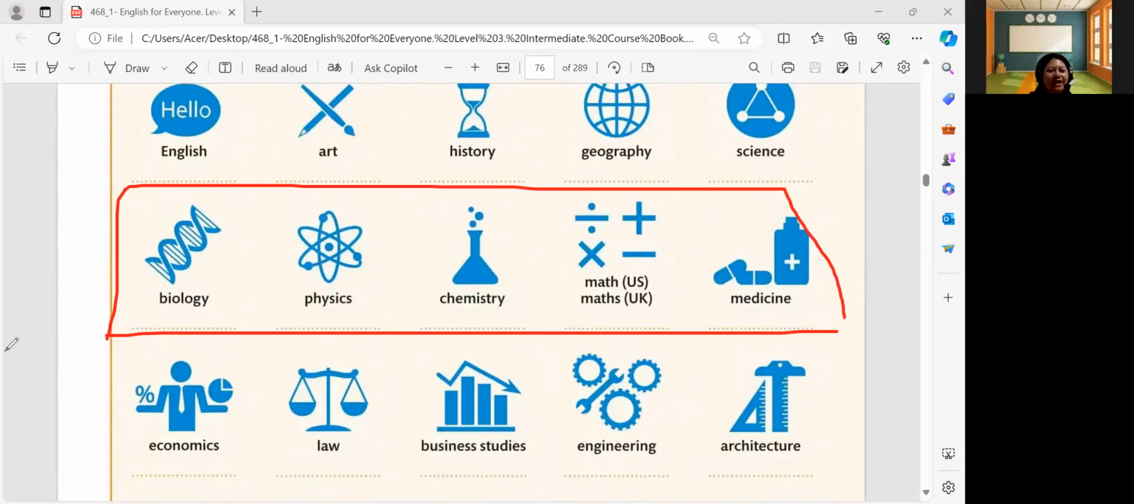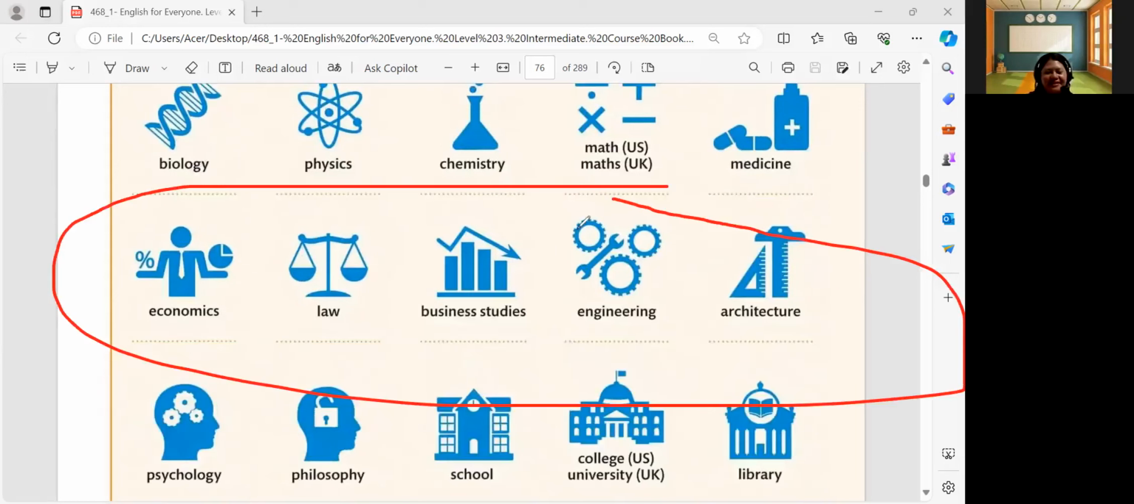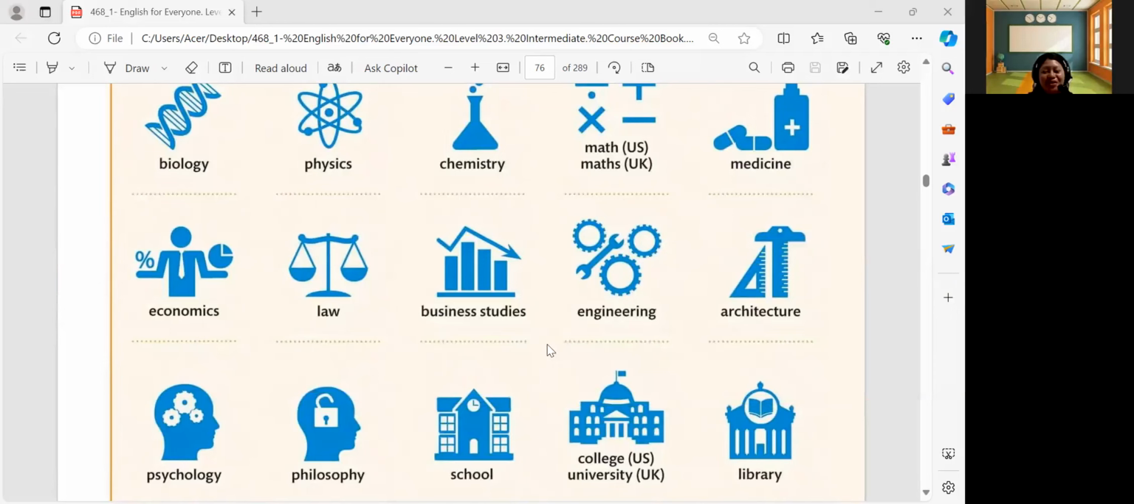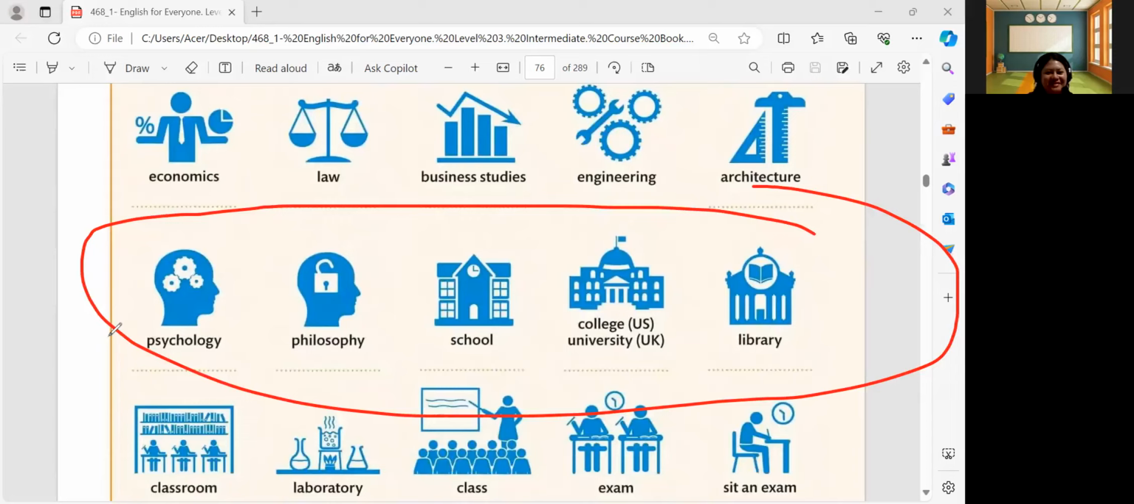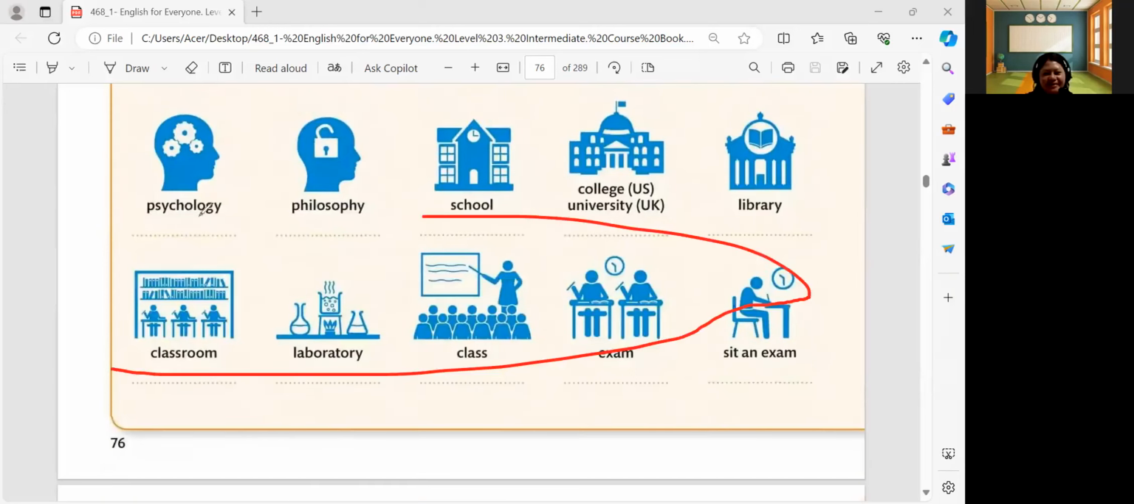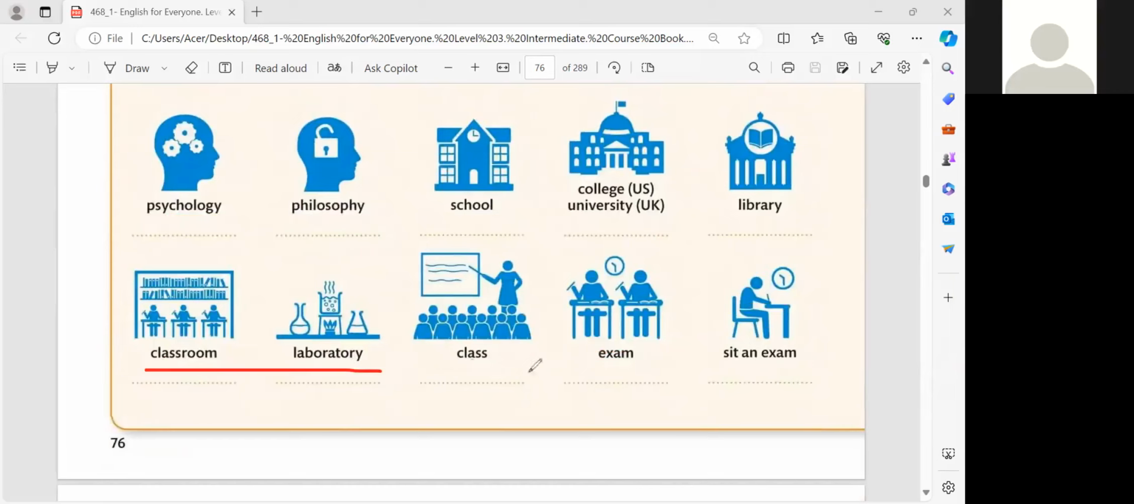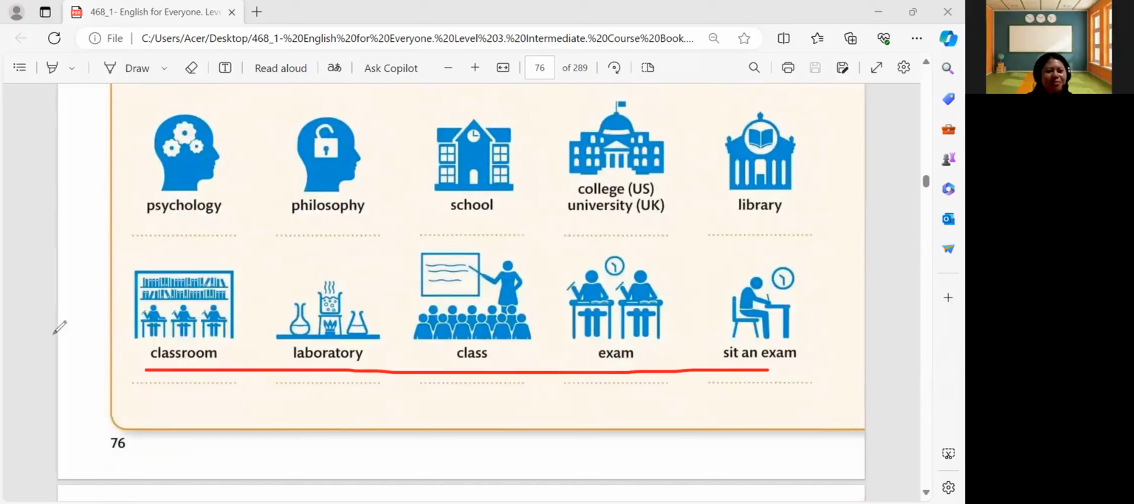Math. Okay, do you like math? Wow, that's good. Okay, how about this one? Engineering. Okay, since you love math, you also love engineering. That's great. How about this one? Psychology. Okay, thank you. Last one. Laboratory. Okay, you prefer laboratory. All right, thank you so much.